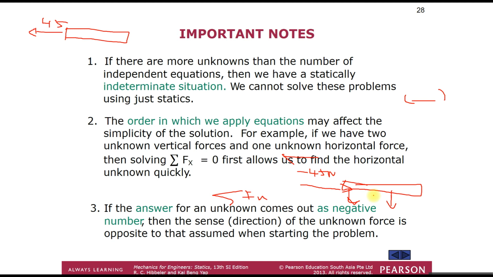Okay, so if you try to solve a problem, as long as you understand that the magnitude you calculate is correct, then the negative value just means the force is in the opposite direction of what we assumed. So the magnitude is correct, but the direction is different, opposite of what we assumed.